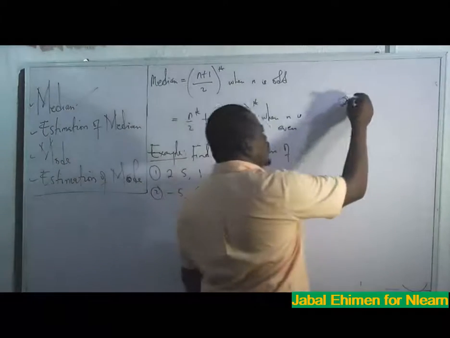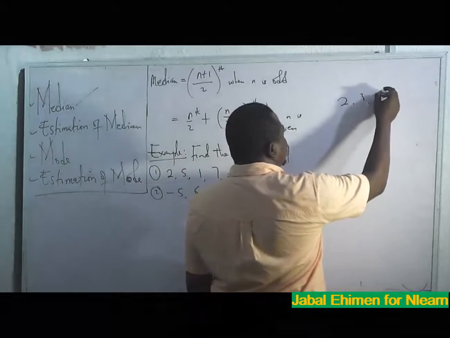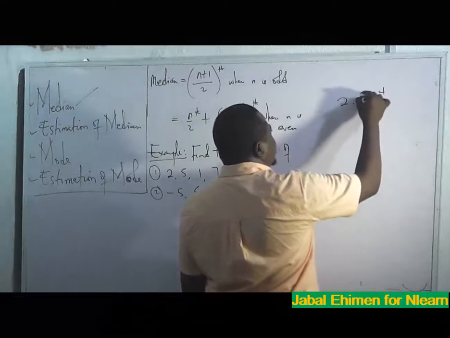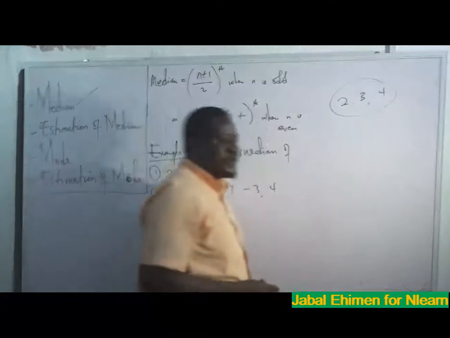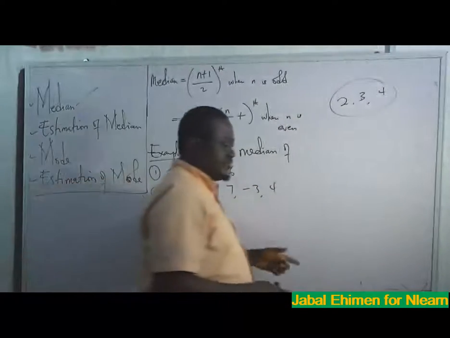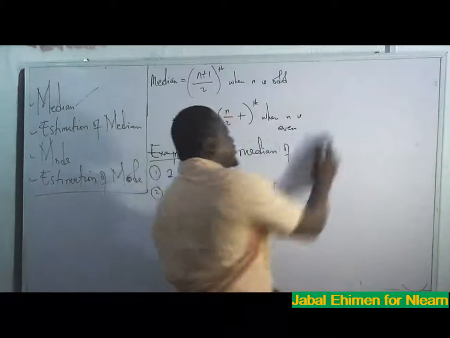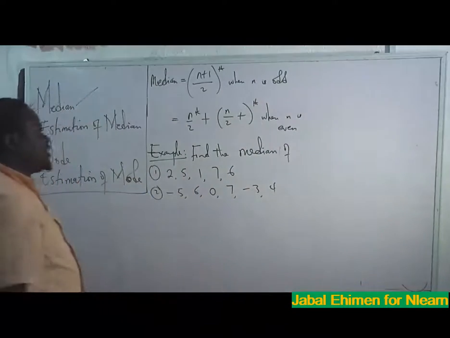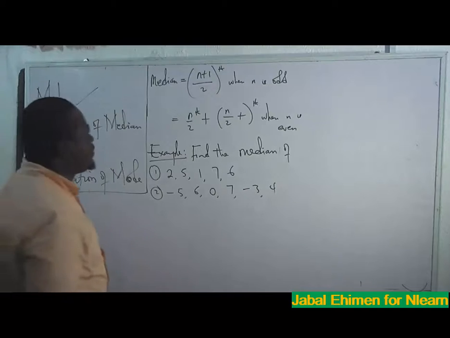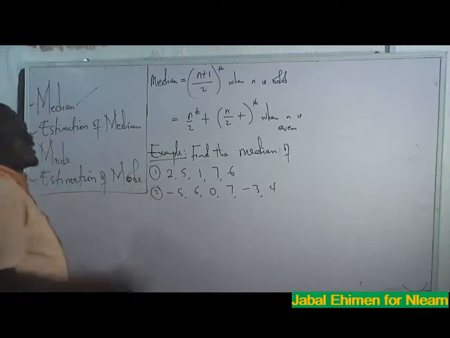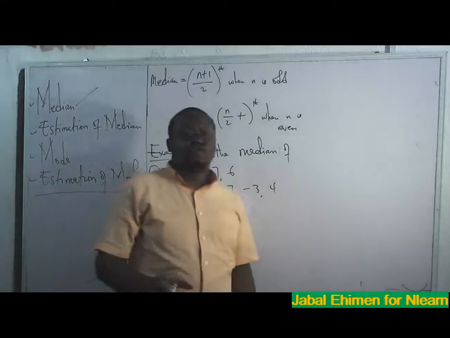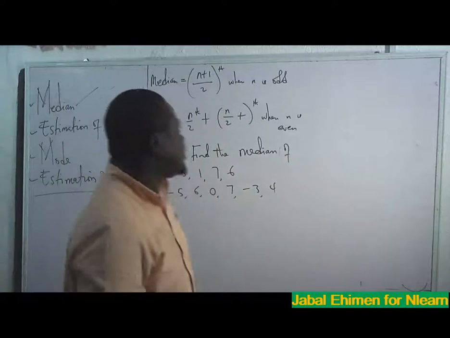2, 3, 4, I will tell you that the middle value is 3. Now, the middle value is 3. That's what you call the median. But in variance, the median for data that are ungrouped data, scattered data.